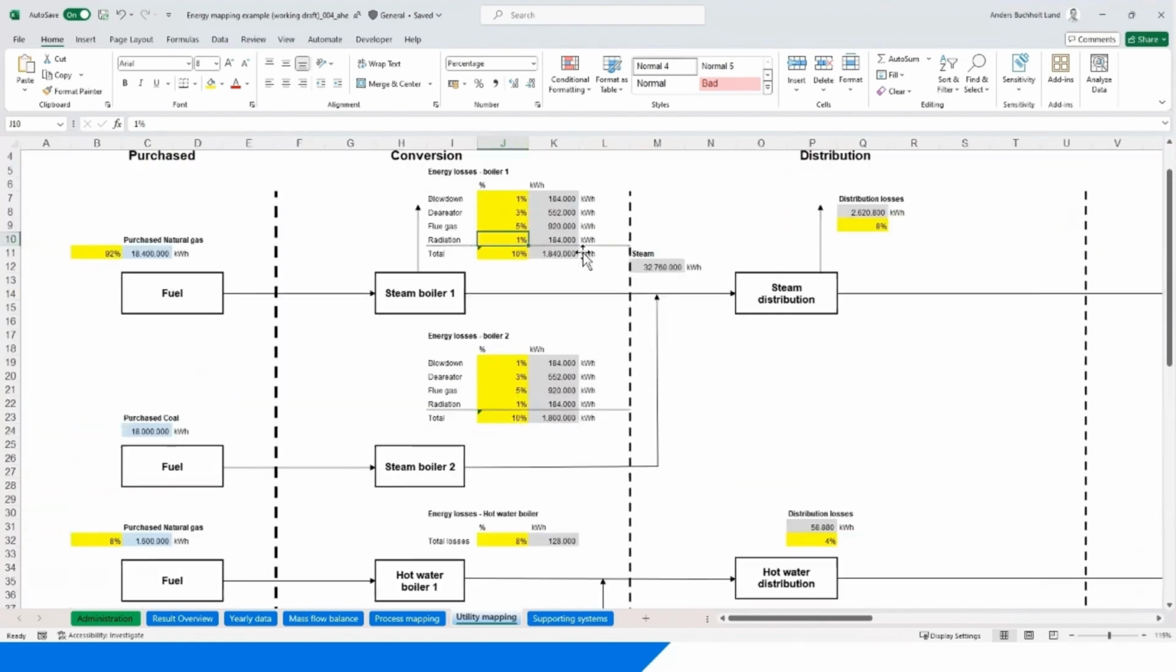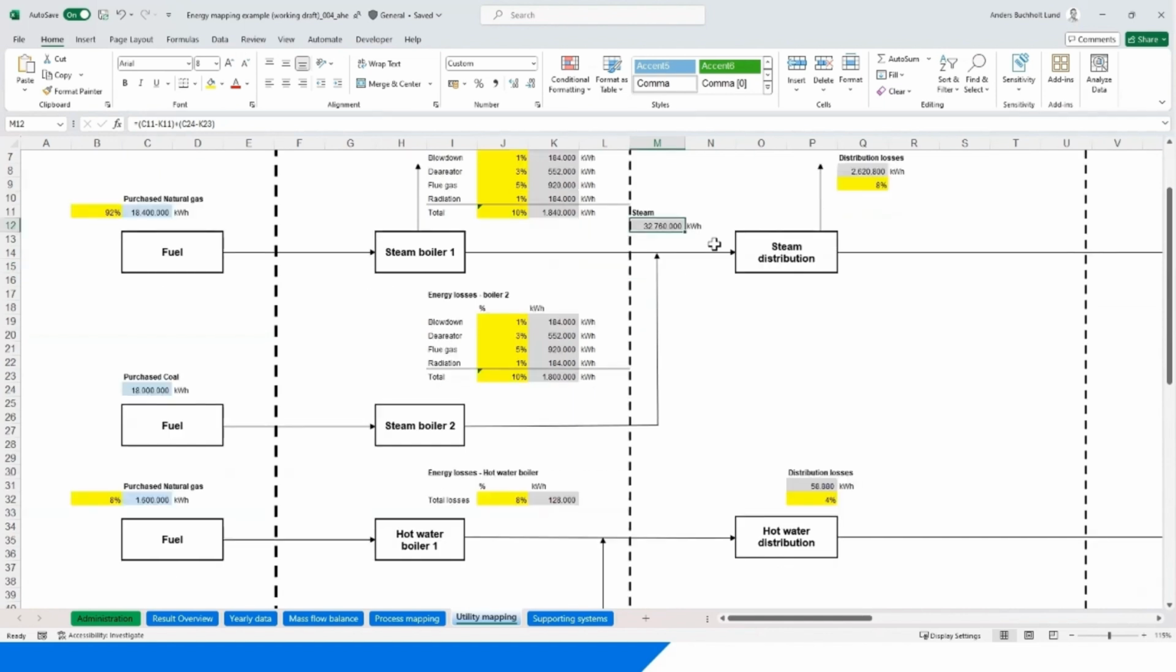Yeah, good. Here you can see you have 18 million kilowatt hours going in of fuel. You have a loss of 1.8, so 10%, that we have to subtract. So the remaining part is being converted into steam. And now we have a number saying 32 million. This is higher, and this is because we have another steam boiler that is based on coal. And that also contributes to a part of this consumption. So the sum of these two adds up to these 32.